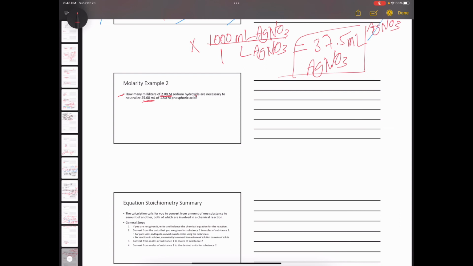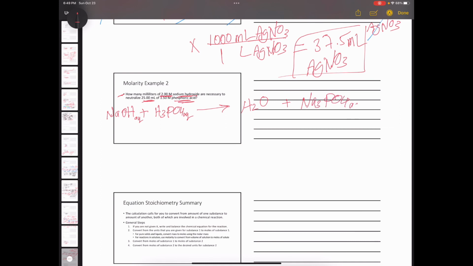So the question is talking about sodium hydroxide. So sodium hydroxide is NaOH reacting with phosphoric acid. So that one is H3PO4. Okay. This one is aqueous. This one is aqueous as well. We have a base and we have an acid. What are the products? H2O, that's for sure. And salt, Na3PO4.